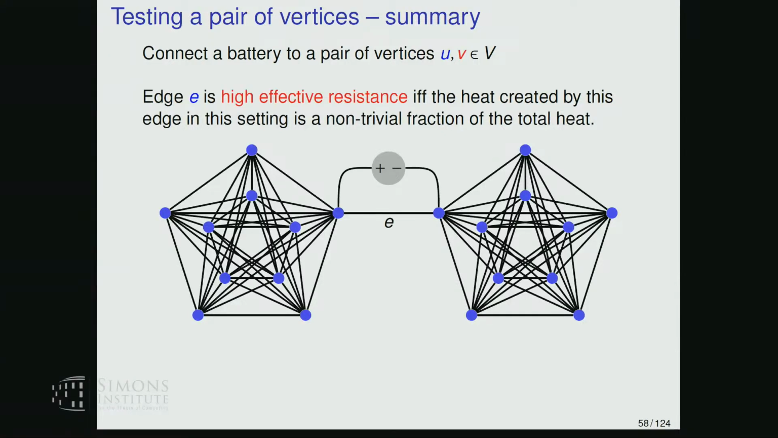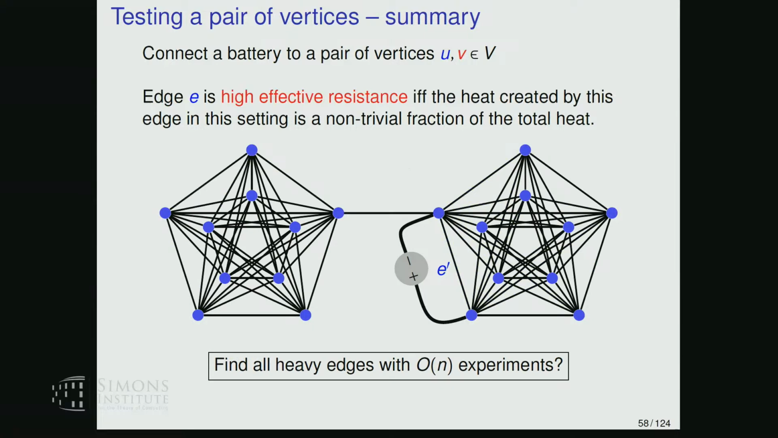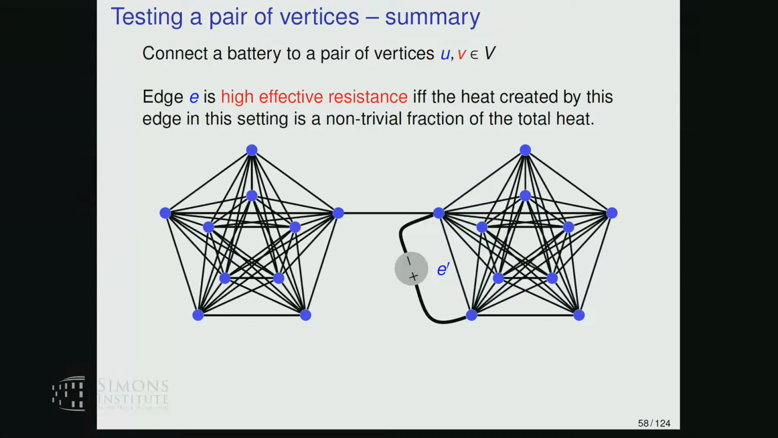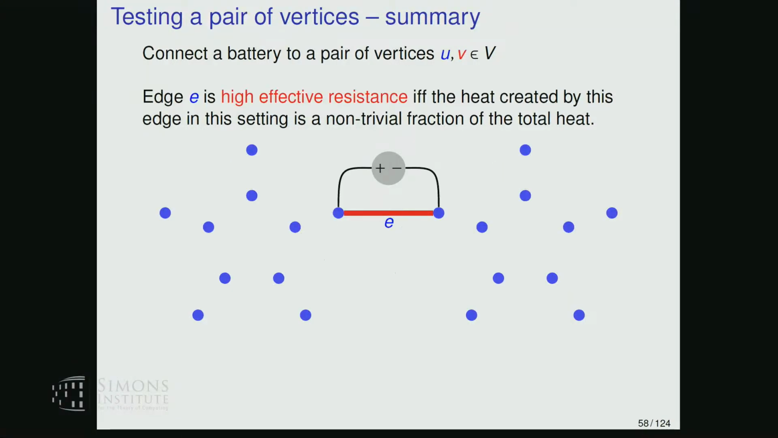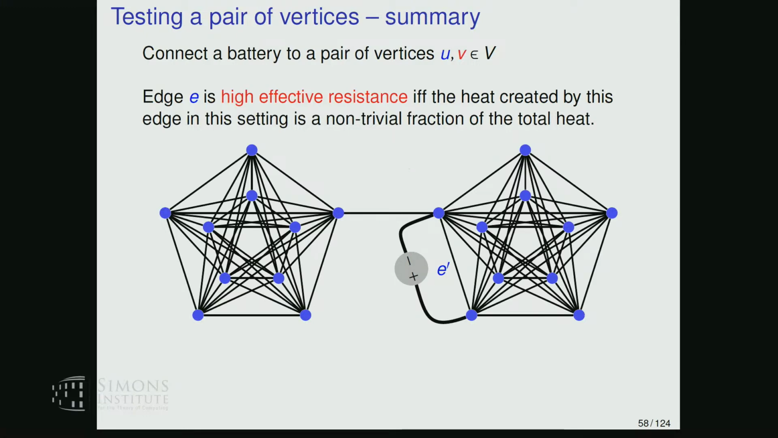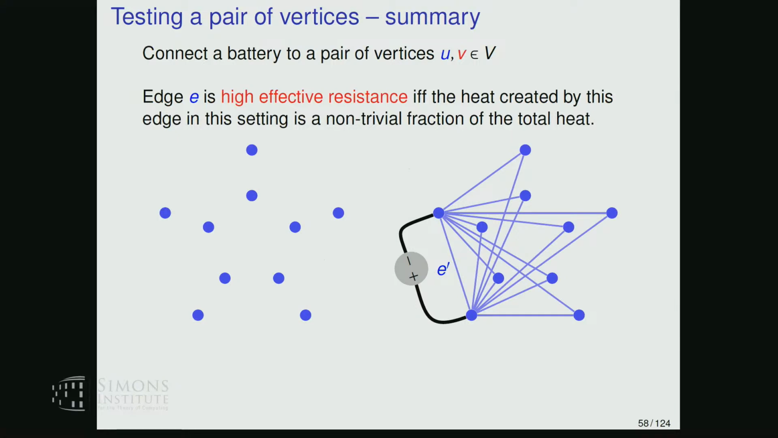All right, good. So we have this method. Hook up the battery to the endpoints. Great. And you see, if an edge has high effective resistance, like this edge, then it lights up. It contributes a lot of heat. If you hook up a battery to an edge that has low effective resistance, it doesn't light up. All the flow goes many ways, and the amount of heat contributed by this particular edge is low, a small fraction.